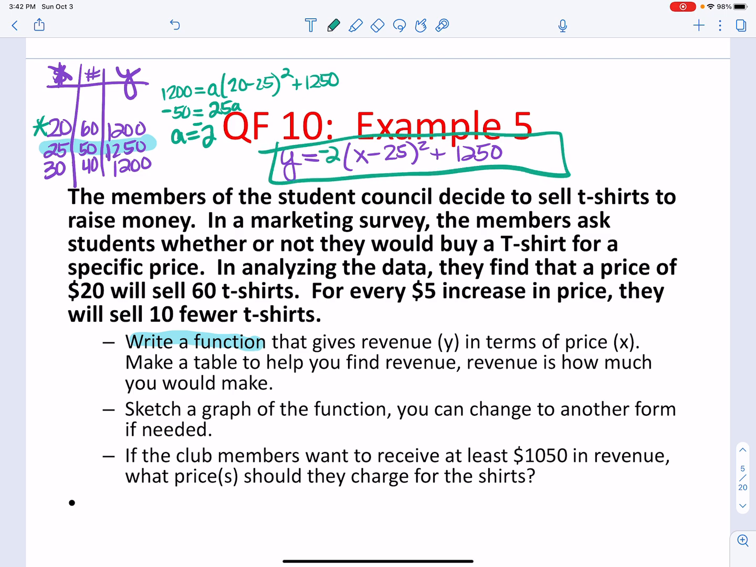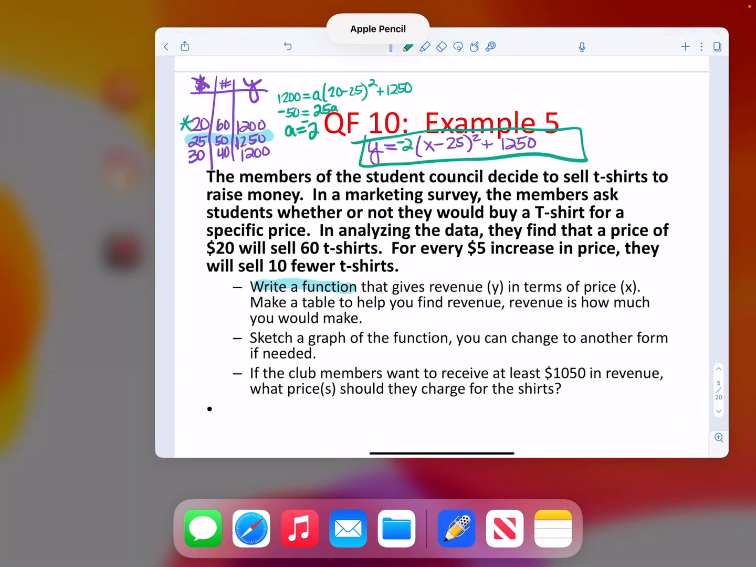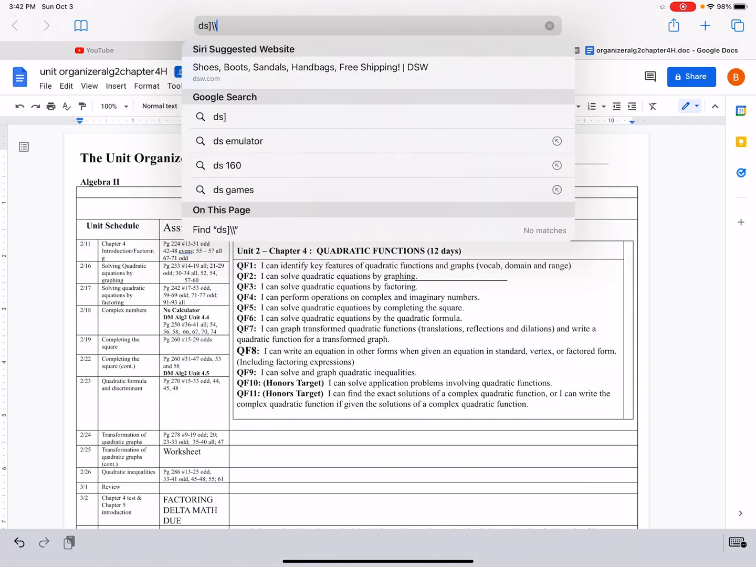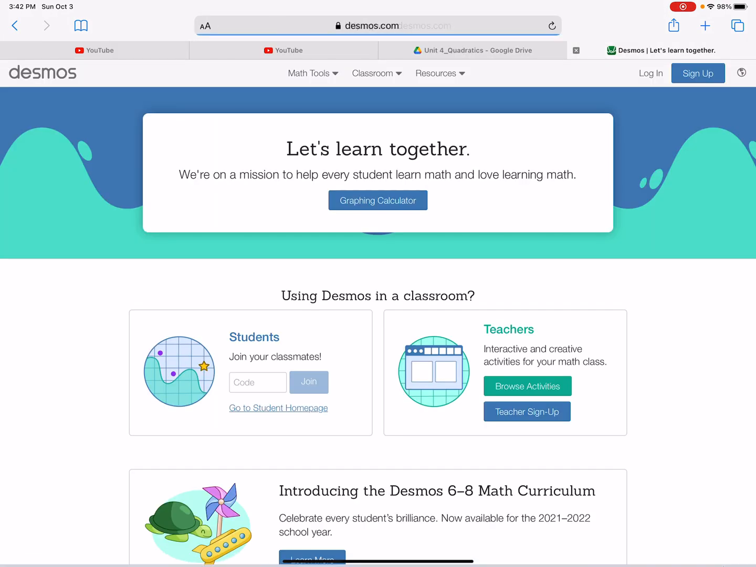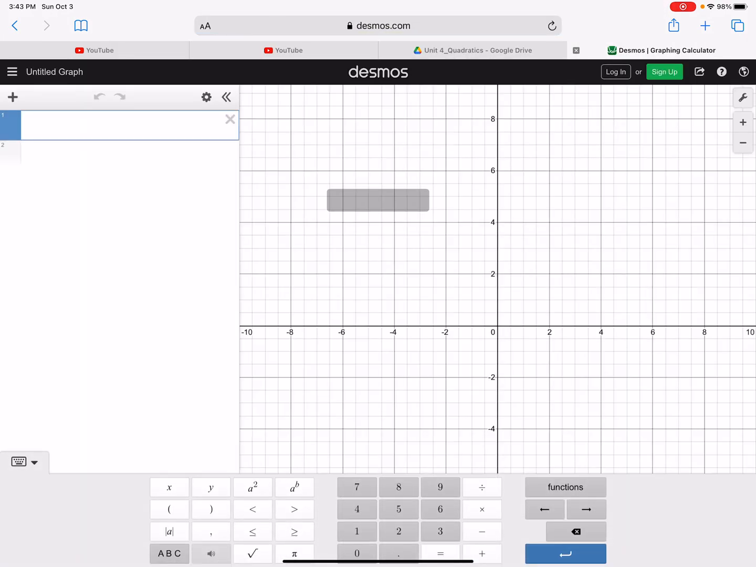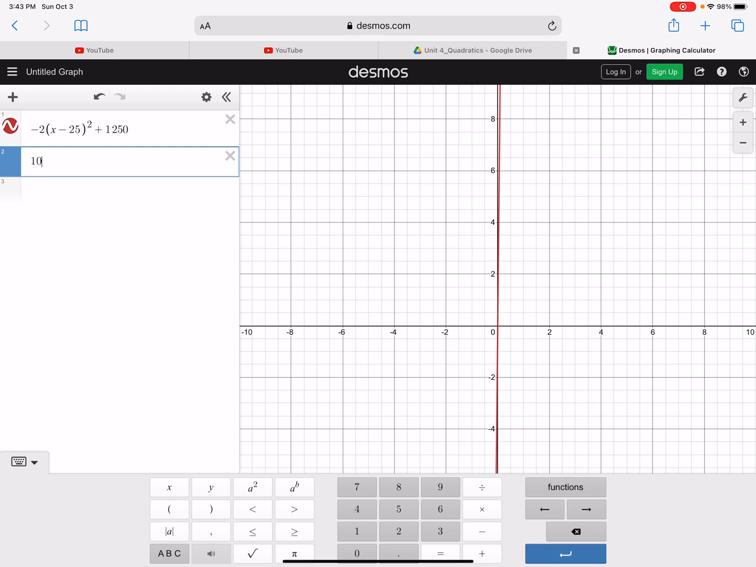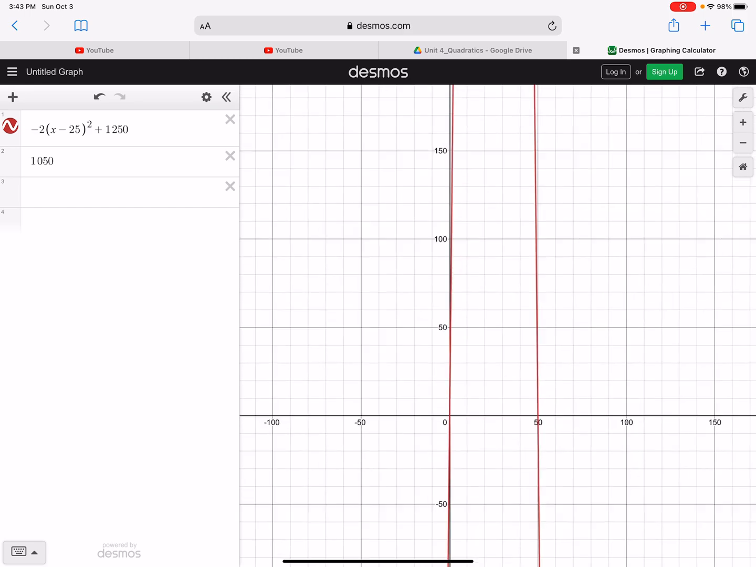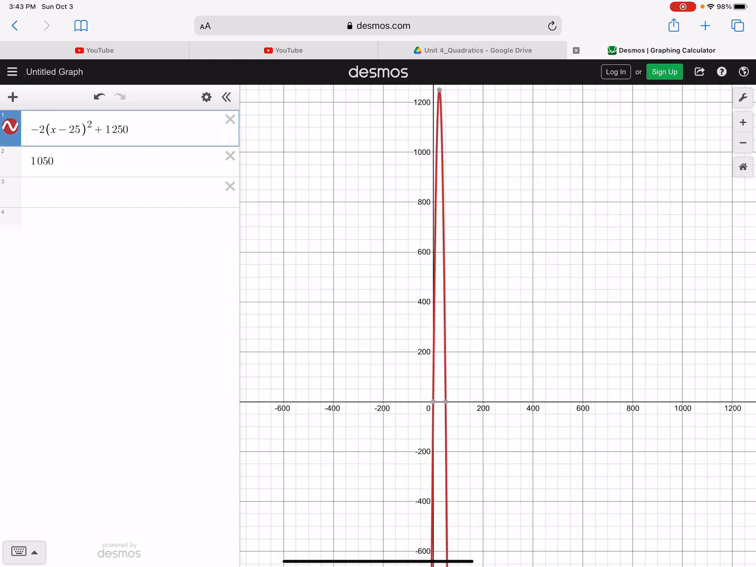So there's an equation because it wants an equation. So if the club members want to receive at least $1,050, what prices should they charge? So I could keep using my pattern. I'm just going to go here into Desmos because I can't do anything else when I'm teaching on this thing. So it's negative 2 times (x minus 25) squared plus 1250. Okay, and then I'm going to put a line at 1050. And now, I mean, we got to get way up there. That's the one thing I hate about Desmos.